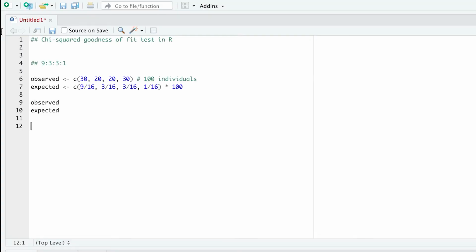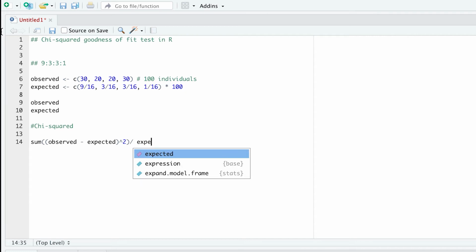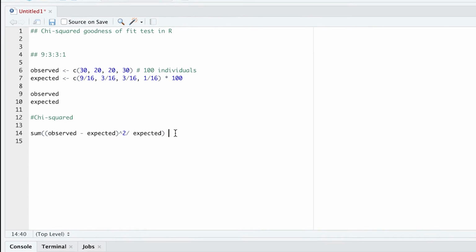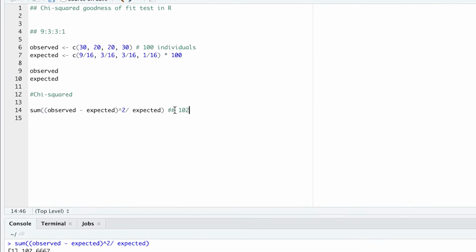The chi-square equation is the sum of our observed minus expected, squared, divided by the expected. And if we run that, we get a chi-square of 102.67.